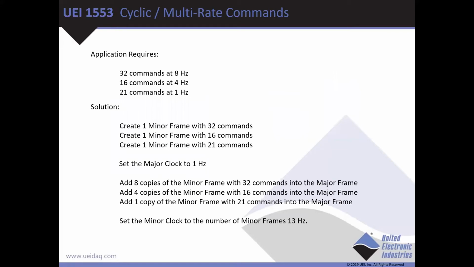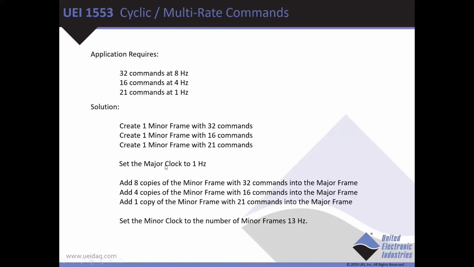Let's go over an example of how to use it. If your application requires 32 commands at 8 Hertz, 16 at 4, and 21 at 1 Hertz, you create a minor frame with the 32 commands that you need to go at 8 Hertz. You create a minor frame with the 16 commands you need to transmit at 4 Hertz, and then another with the 21 commands at 1 Hertz.